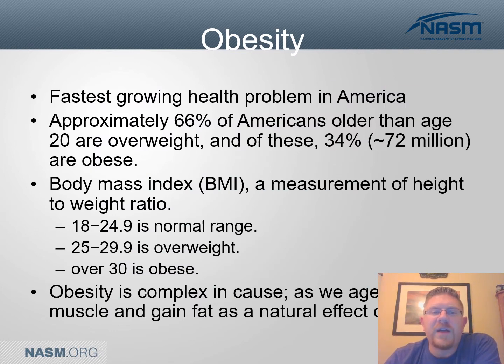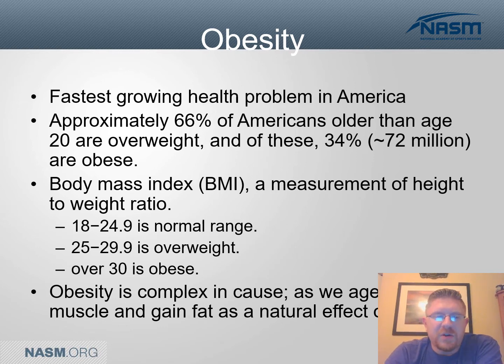Obesity, another big one. Fastest growing health problem in America. Approximately 66%, that's pretty close to 2/3, of people older than age 20 are overweight, and of those, 34% are considered obese. We usually use BMI, which is just a measurement of height to weight ratio. That doesn't take into account actual body composition, fat mass versus lean mass, but still, it tells us that we are bigger for our height than we should be.